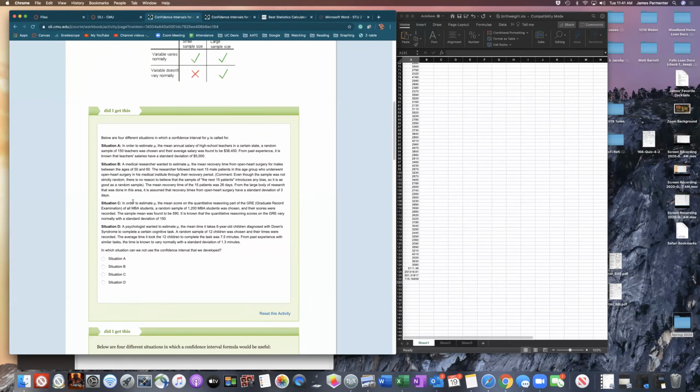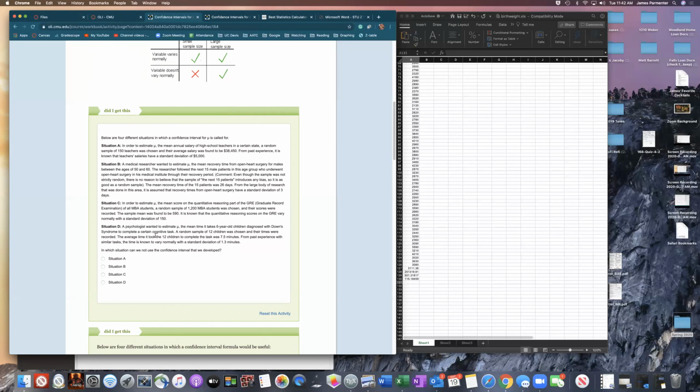Let's look at C. In order to estimate the mean score on the quantitative reasoning part of the GRE, a random sample of 1,200 students was chosen. So again, we're in the large sample size situation, so we're perfectly fine. We can use the confidence interval. And it is known that quantitative reasoning scores vary normally with a standard deviation of 150. Oh, I think I made a mistake for part B, but we'll correct that in a second.